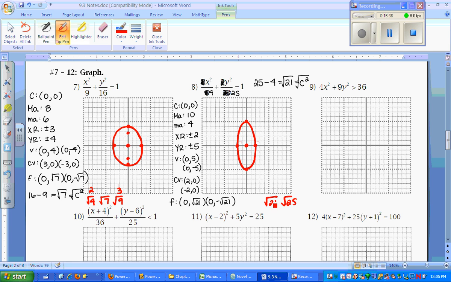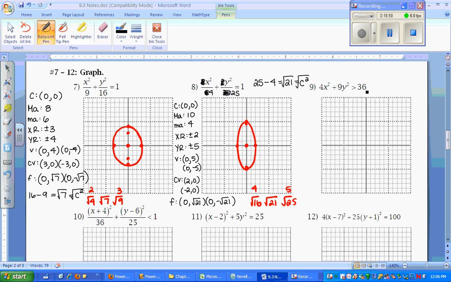And the square root of 21 is in between the square root of 25 and the square root of 16. So it's in between 4 and 5, a little bit closer to 5. So I'm going to count 1, 2, 3, 4, and make it just a little bit closer to 5. And sometimes you just have to estimate.